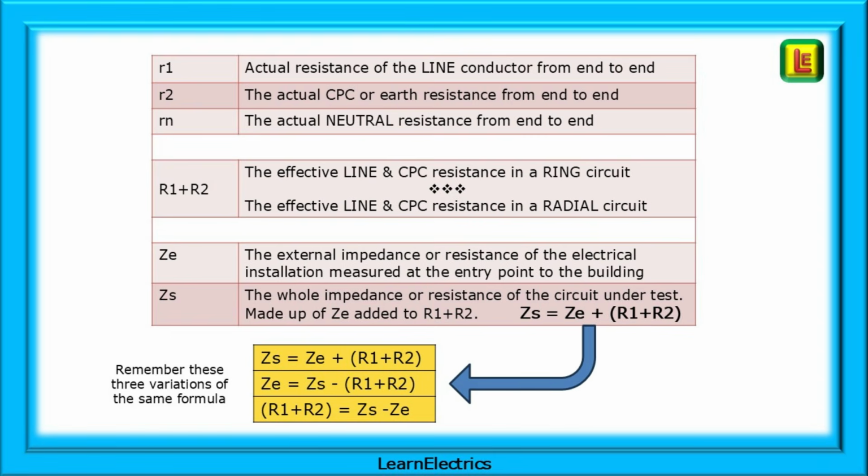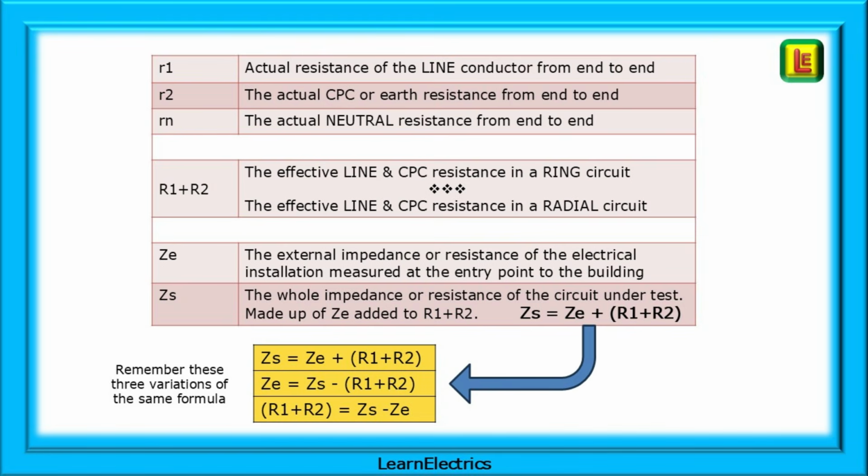Little r1 is the actual resistance of the line conductor from end to end. Little r2 is the actual resistance of the CPC or earth conductor, and little rn is the actual resistance of the neutral conductor. Now compare that to big R1 plus big R2, which is not the same as the little r's. Big R1 plus big R2 can be either the effective line and CPC resistance in a ring circuit from the consumer unit to the points of use, or it can be the effective line and CPC resistance in a radial circuit from the consumer unit to the point of use. And take note, they are all different.